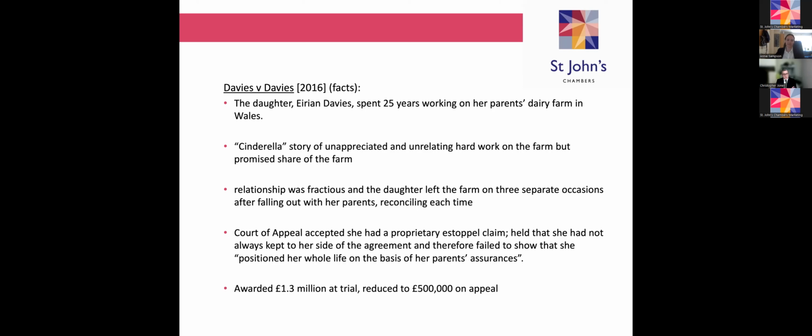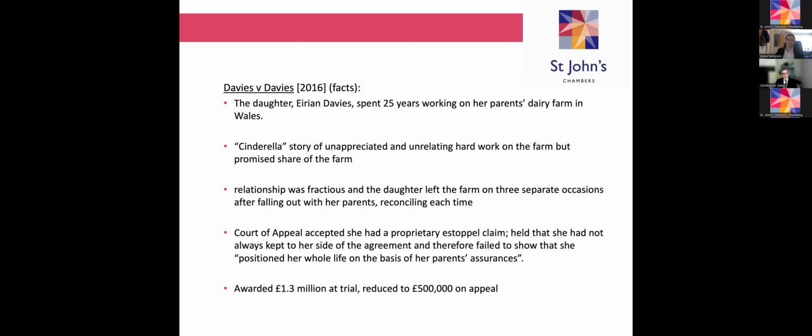The trial judge at first instance, and indeed the Court of Appeal, accepted that she had a proprietary estoppel claim, but they did find that she'd not always kept to her side of the bargain, and therefore she'd failed to show that she'd actually positioned her whole life on the basis of her parents' assurances and promises. So an award of £1.3 million at trial was reduced to £500,000 on appeal.